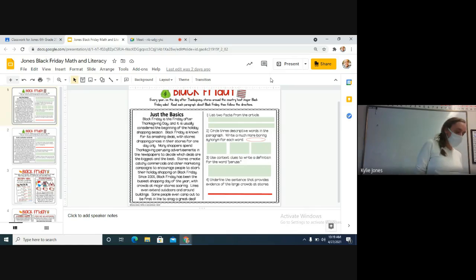Black Friday is the Friday after Thanksgiving Day, and it is usually considered the beginning of the holiday shopping season. Black Friday is known for smashing deals, with stores dropping prices in their stores for one day only. Many shoppers spend Thanksgiving perusing advertisements in the newspapers to decide which deals are the biggest and the best. Stores create catchy commercials and other marketing campaigns.